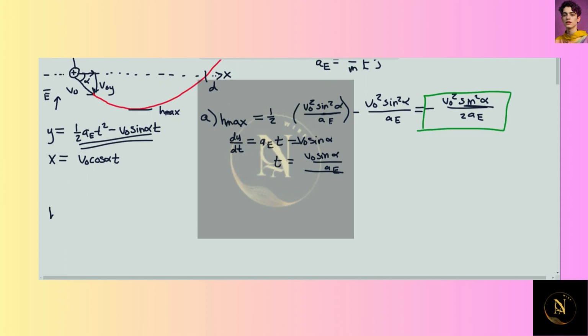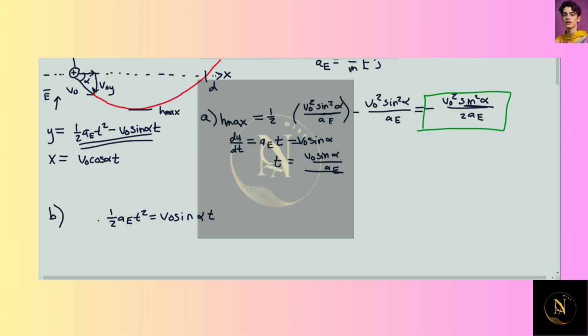So B, we want to know this distance d at which the projectile gets back to its original height. We can do a similar thing above. We want to find the time at which y is equal to 0. So we want to know the time at which 1/2 a sub e t squared is equal to v sub 0 sine of alpha t. We want to know when this is equal to 0, essentially.